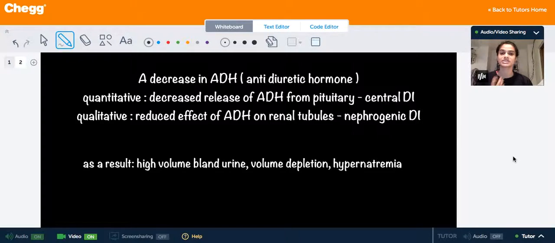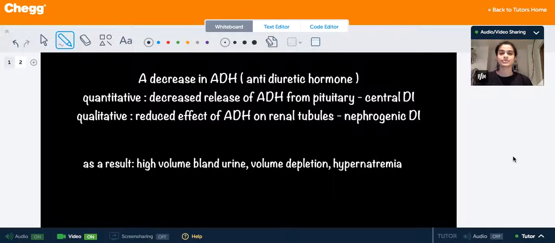And this is going to cause hypernatremia in the body, which means that because of the loss of all this water, the sodium concentration is going to be relatively high. So this leads to a condition of hypernatremia and volume depletion, because you're losing all this water in the urine, and it's very high volume, bland urine.